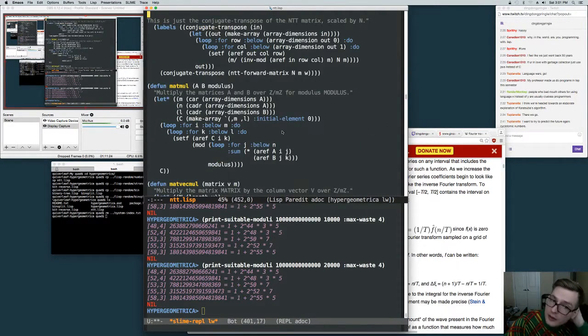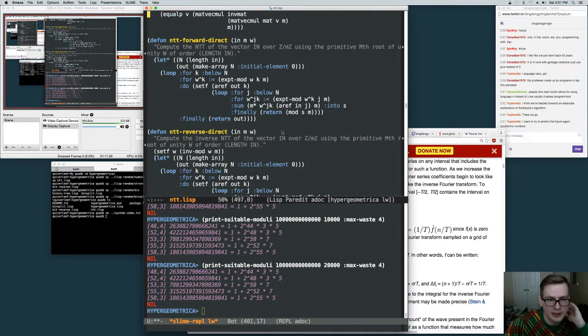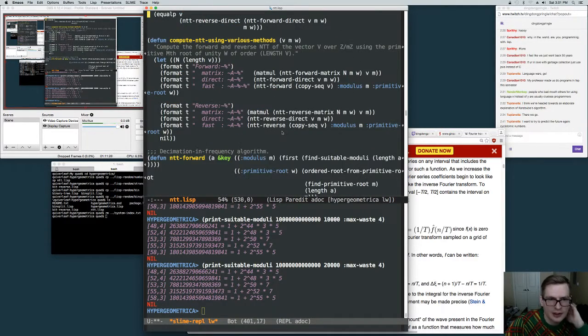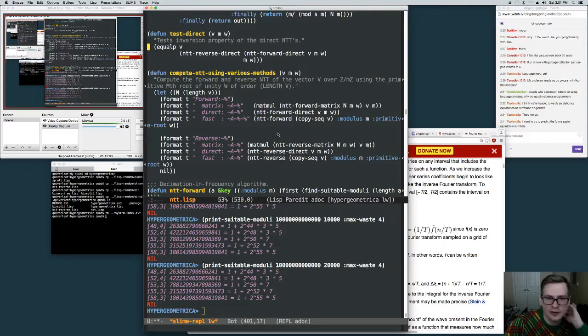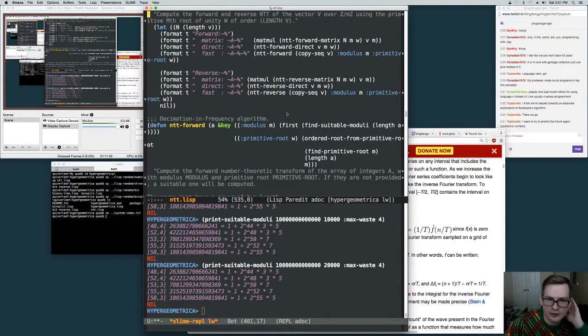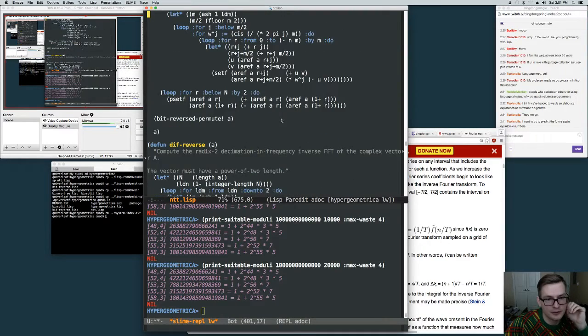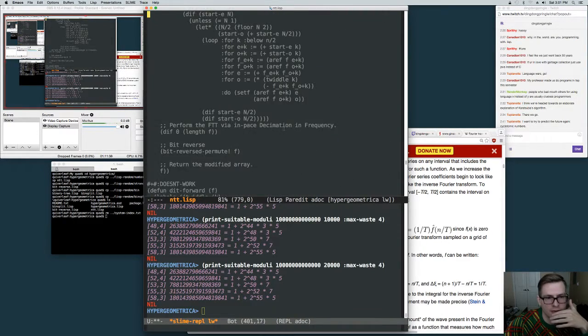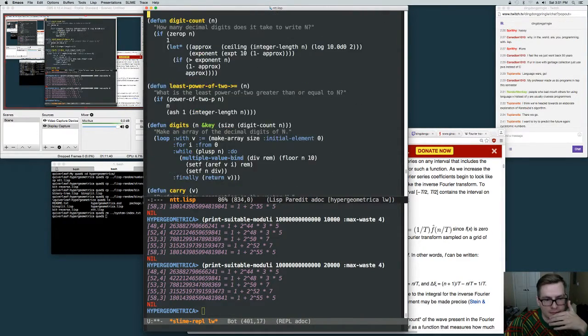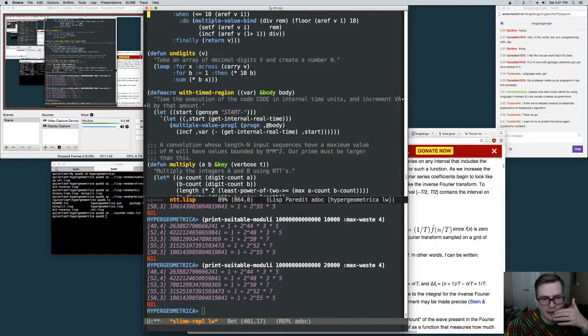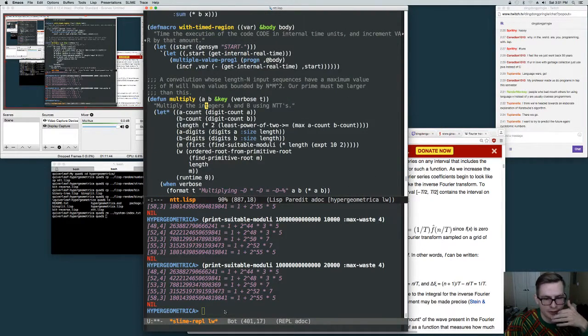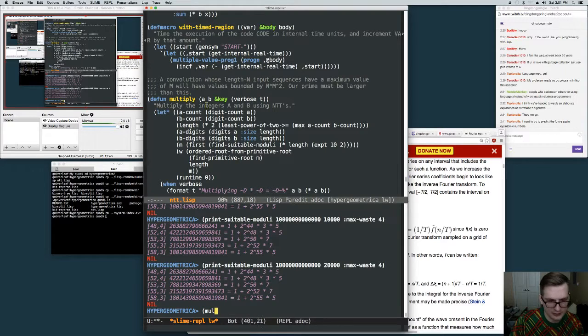So we have these other functions that compute it, and I have some test functions here that compute the multiplication of 2 numbers using these methods. So I'm seeing, yep, we have multiply here. Let me try that. Multiply 1, 2, 3, 4 by 5, 6, 7, 8.